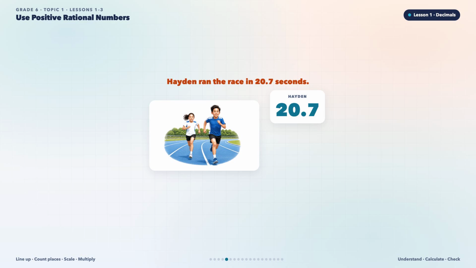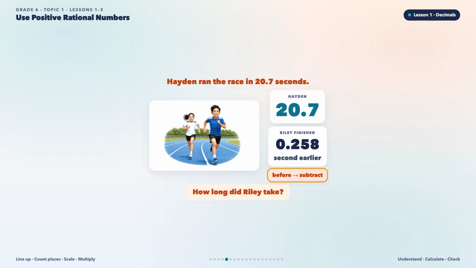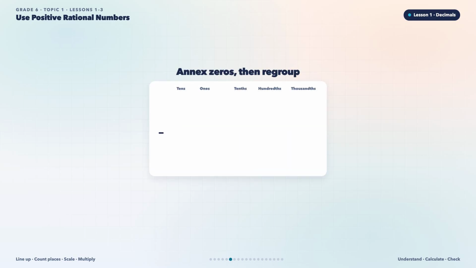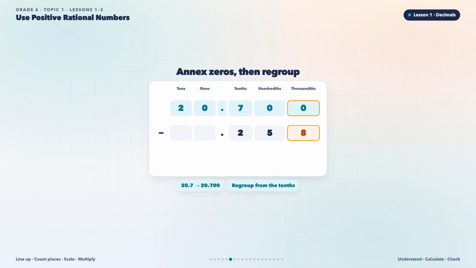Hayden ran a race in 20 and 7/10 seconds. Riley finished 258 thousandths of a second before Hayden. Before means subtract. How long did it take Riley to run the race? Line up the decimal points. Hayden's time is 20.7. Riley's difference has thousandths, so annex 2 zeros. 20.700. Now subtract 258 thousandths. We cannot take 8 thousandths from 0, so we regroup. The 7/10 become 6/10, the hundredths become 9, and the thousandths become 10.